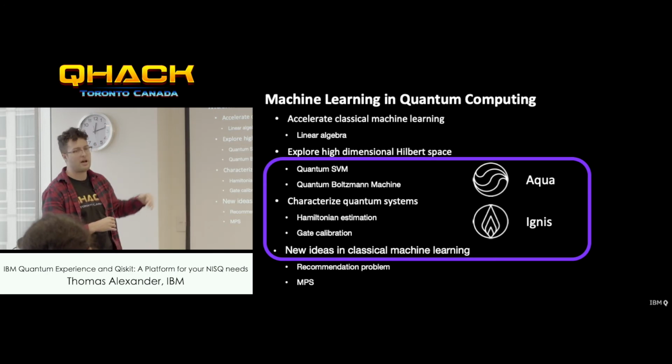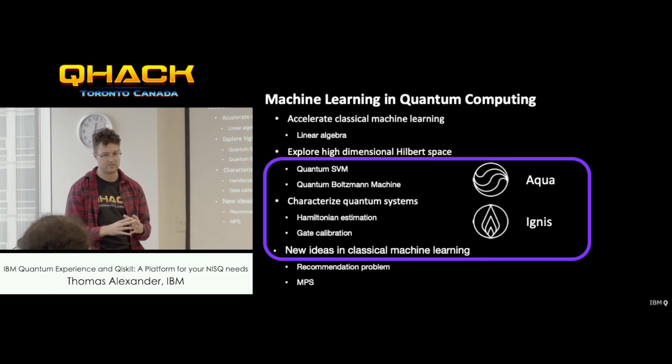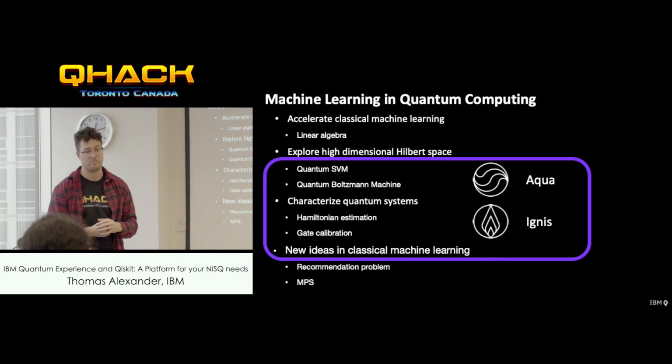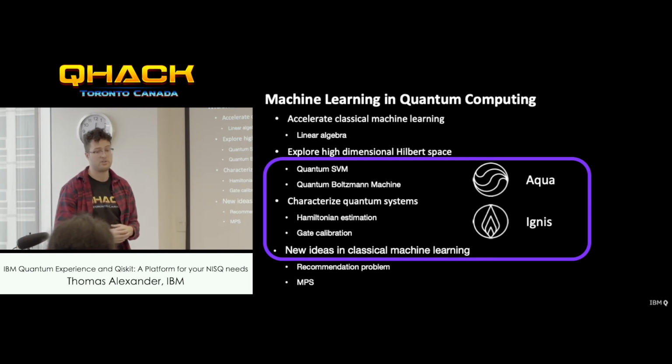People often think about how we might accelerate classical machine learning with a quantum subroutine, such as the linear algebra that Seth was talking about earlier today. And then we have different methods that other people have talked a lot about today that look to explore high-dimensional Hilbert spaces with these ansatz circuits, like the quantum SVM or the Boltzmann machine.